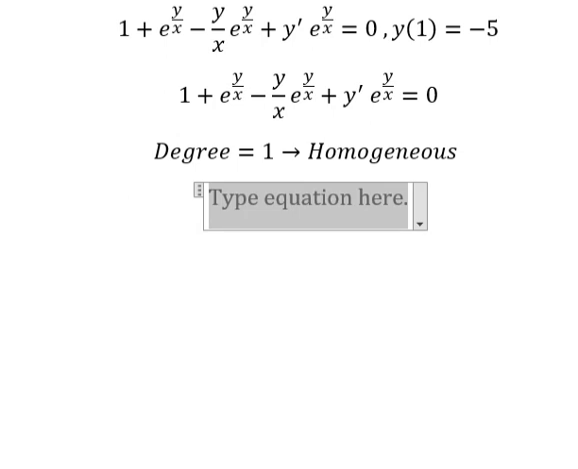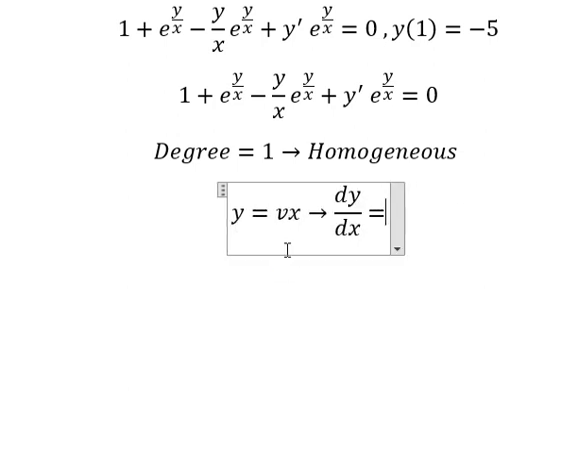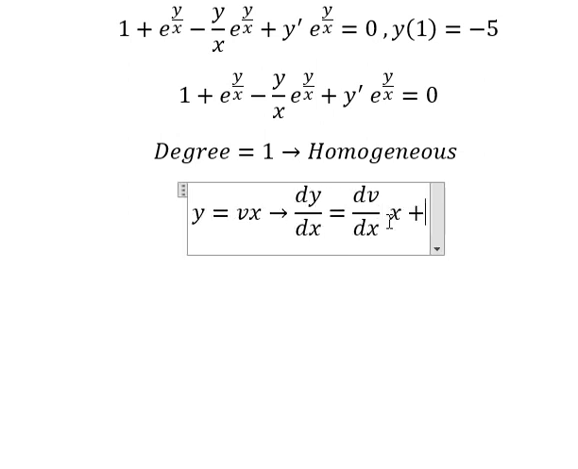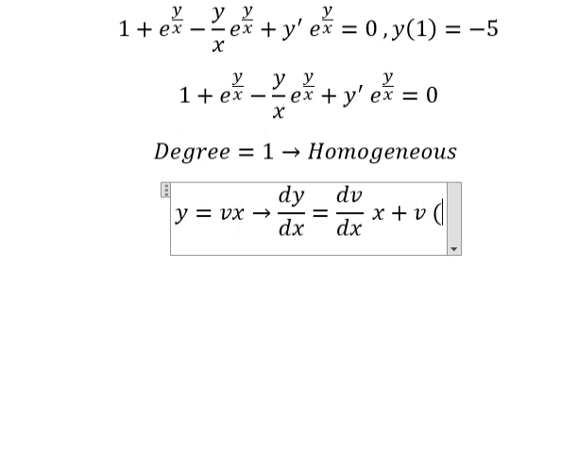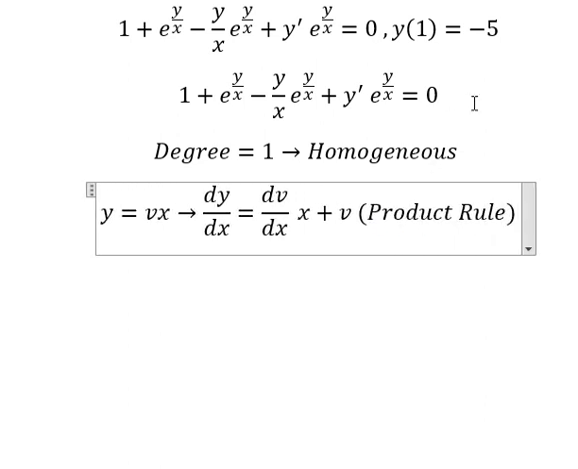So I will put y equals vx. Later we need to take the first derivative for both sides. This one we have dv over dx multiplied by x. This one we have number 1 and then we have v. This is about the product rule of derivative.